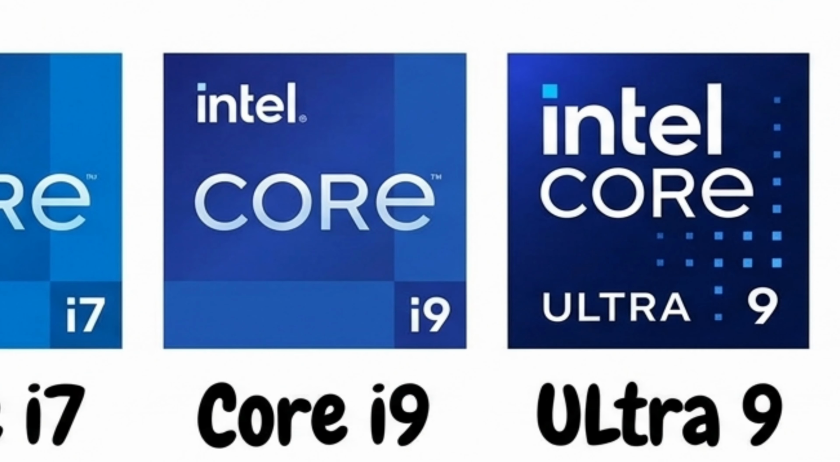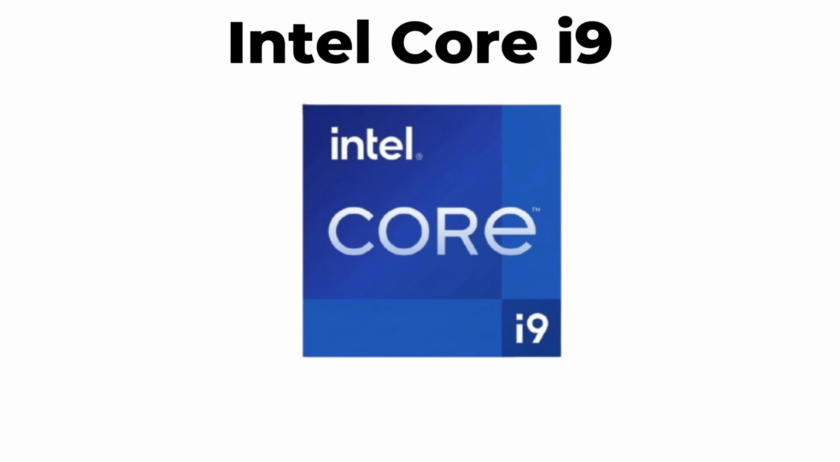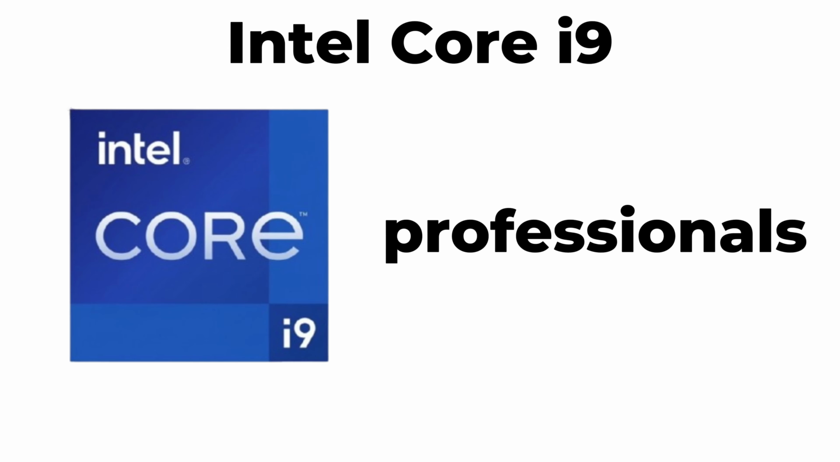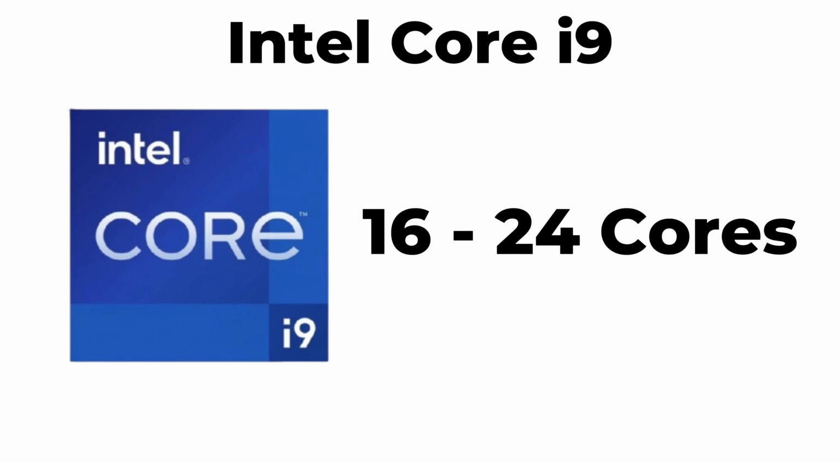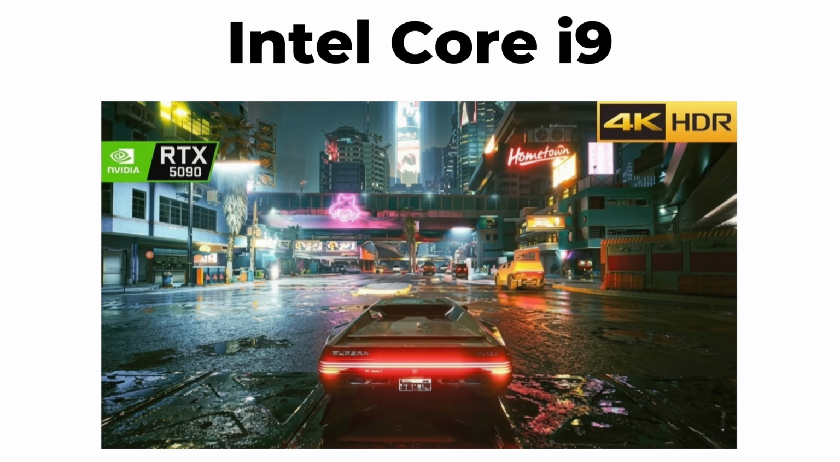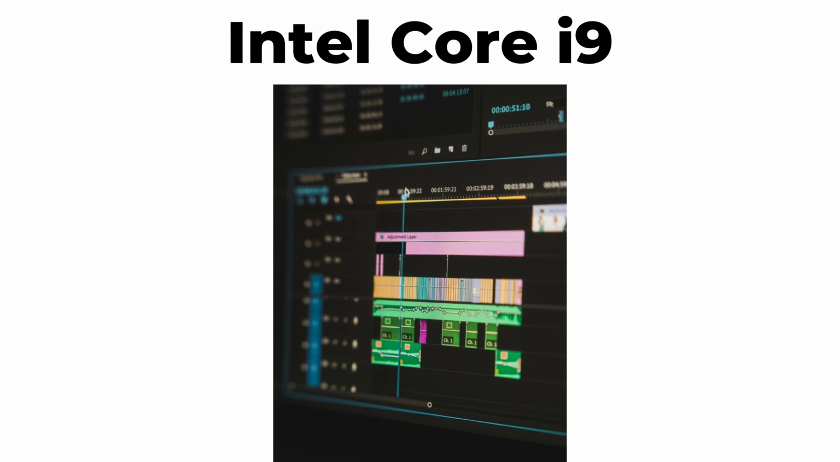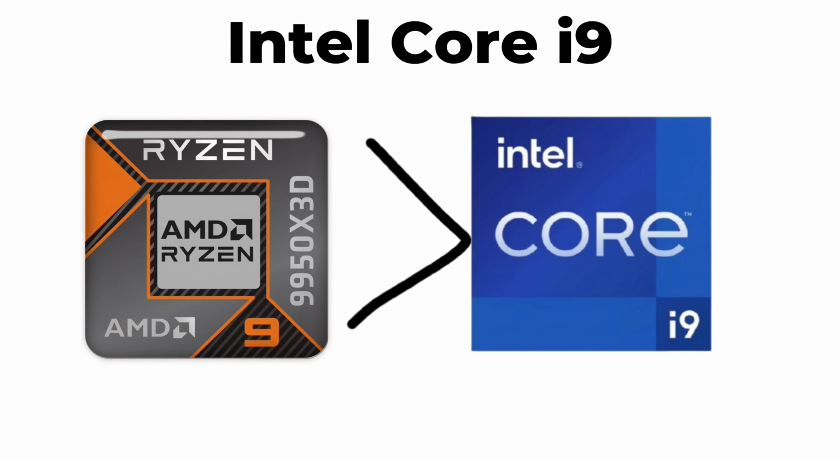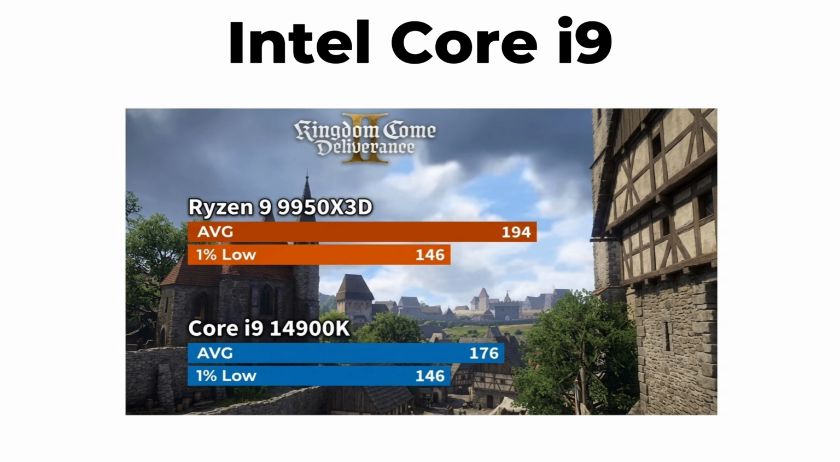Core i9. Intel Core i9 is Intel's flagship processor for professionals and tech enthusiasts. It comes with 16 to 24 cores, making it extremely powerful for studio-level 3D modeling, ultra-settings gaming, and 4K video editing. In gaming though, Ryzen 9 with X3D technology outperforms it by boosting gaming performance without consuming extra power.